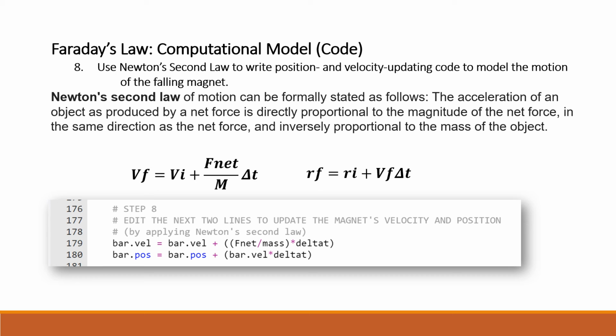And once we have that final velocity, we can find the final position, which is going to be equal to initial position plus the final velocity times delta t. And then we input that into our code in lines 179 through 180. And then we can run our code.